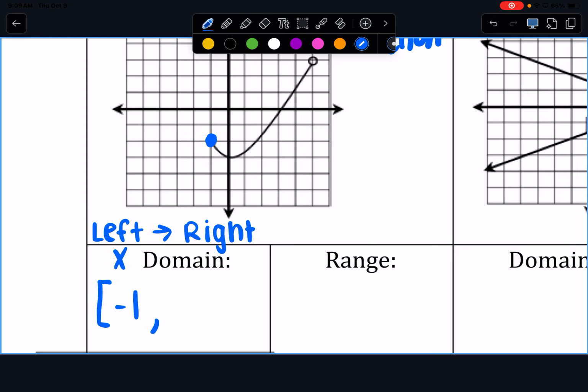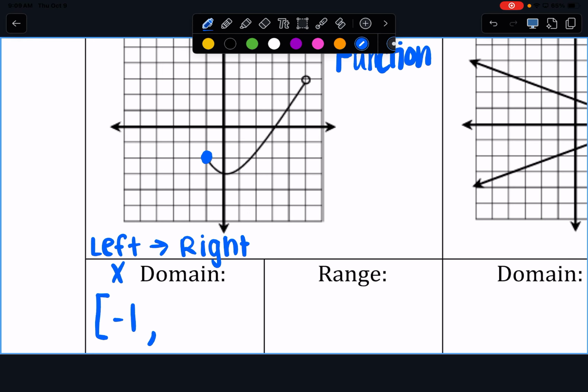Okay, then we're going to go to the rightmost point. Where is the rightmost part of that graph? It is at 5. Okay, but at 5, it's an open circle. That means a parentheses. So what that tells me is that graph is everywhere between -1 and 5. That's what that interval tells me. So that lets us include every single spot between those 2 places. That's how we do domain when we have a graph.